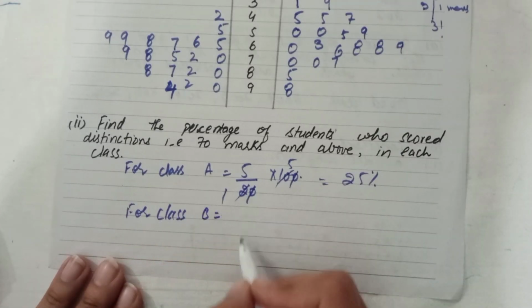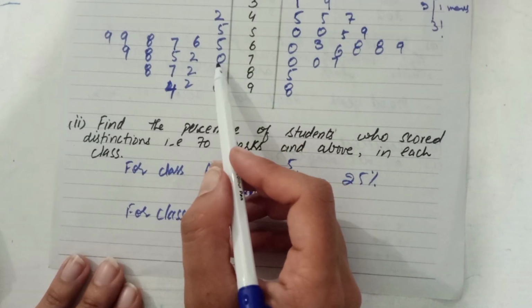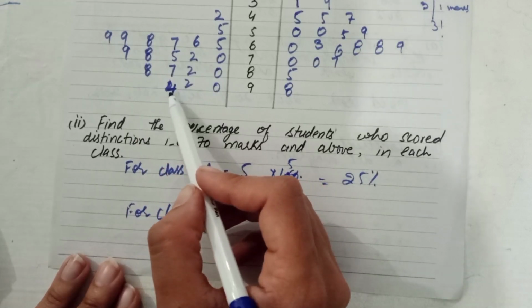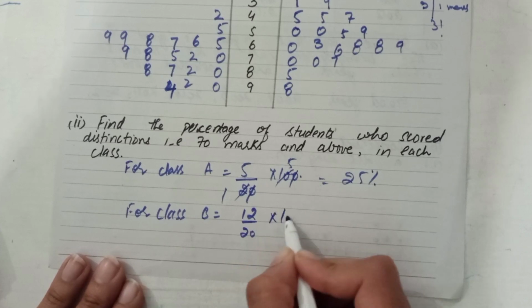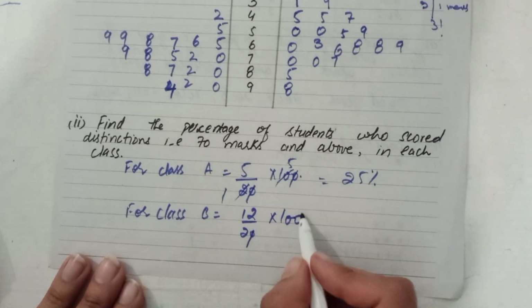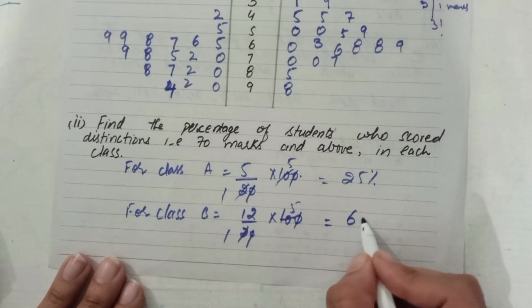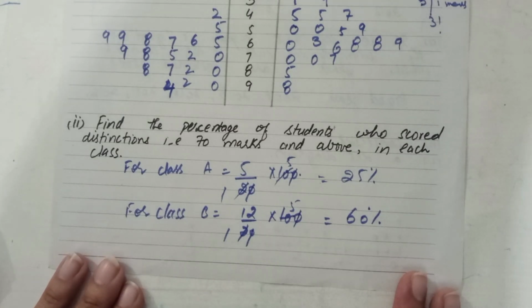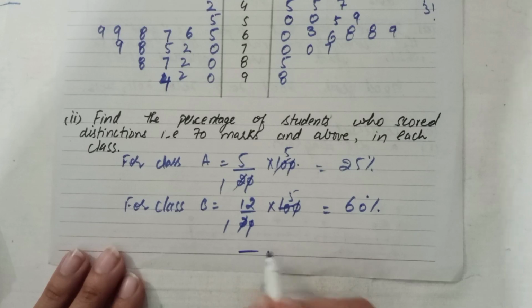For class B, there are 12 students above 70. Total number of students are 20. We have to multiply by 100 and 12 fives are 60. This is 60 percentage. Now students will find the percentage also.